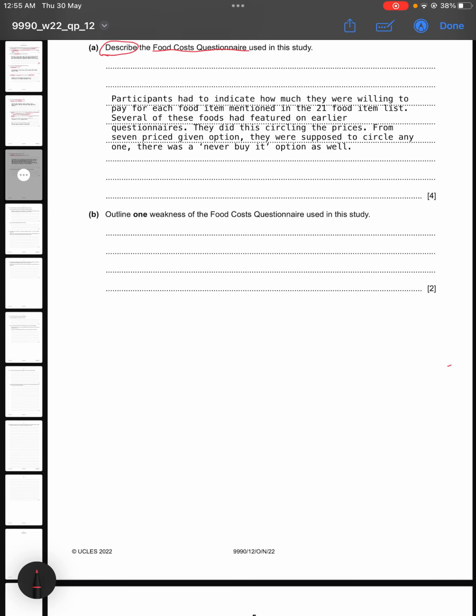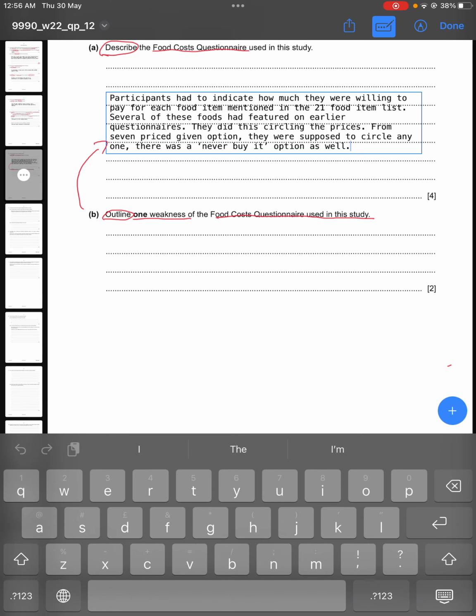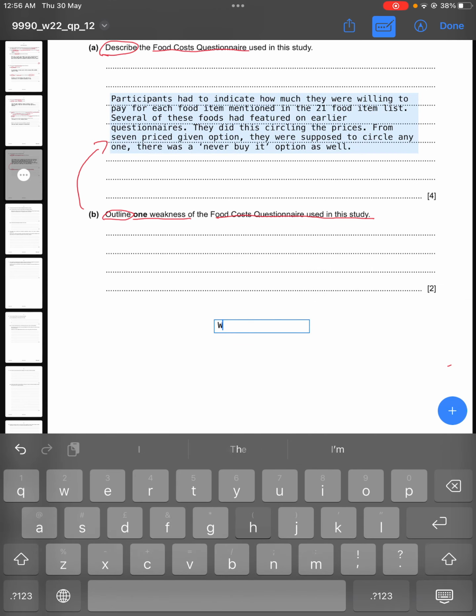And then part B says, outline 1 weakness of the food cost questionnaire used in this study. So this questionnaire had some weaknesses, and you have to state or outline any one, and you are going to get 1 mark for stating the weakness of the food cost questionnaire and 1 mark for linking it to the study. So let's say I write what people say they will do on a questionnaire may not reflect their actual behavior.